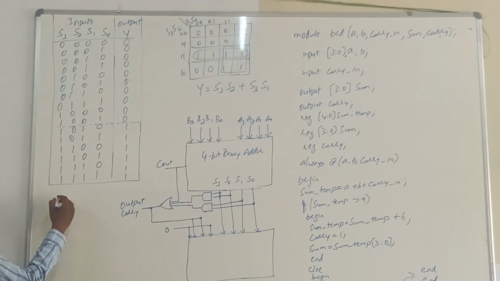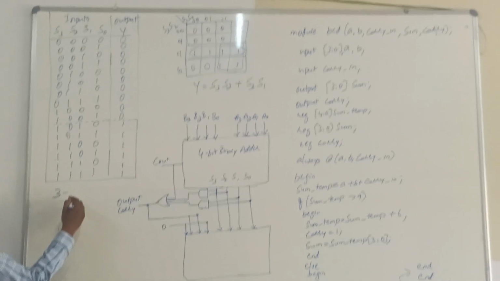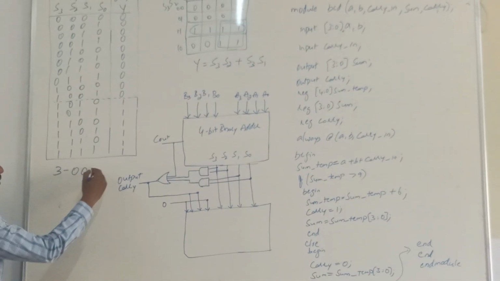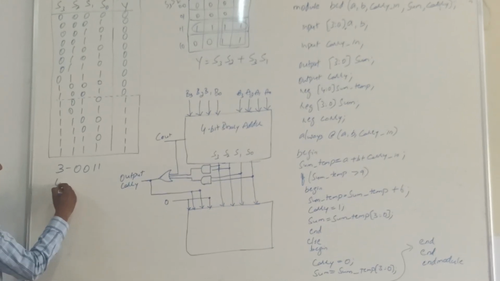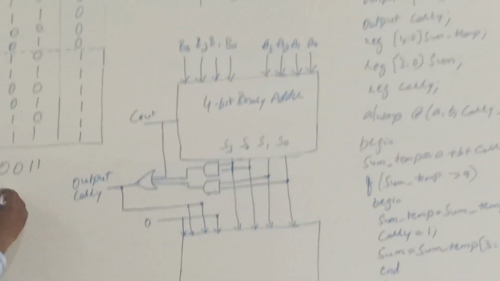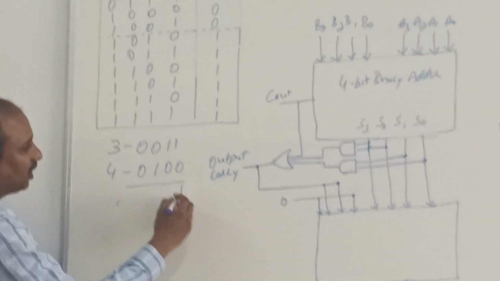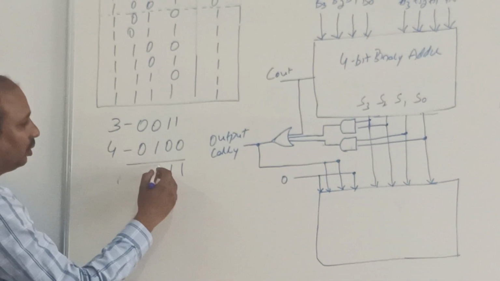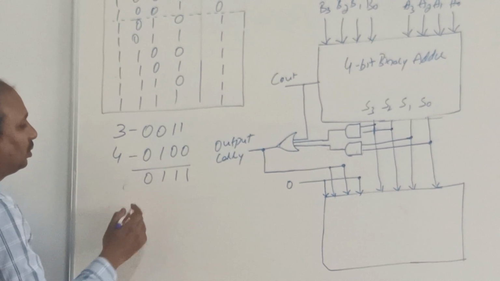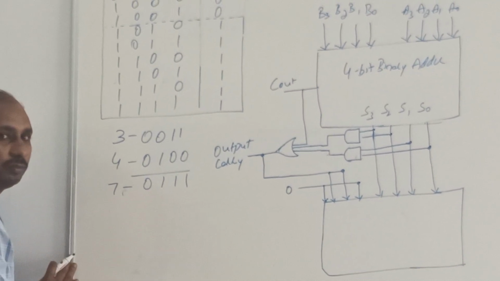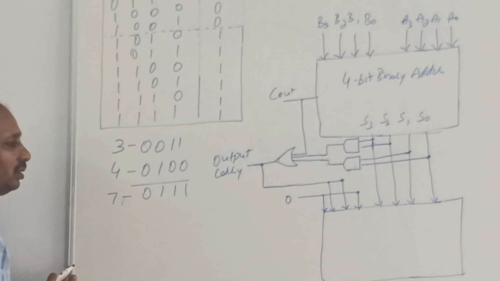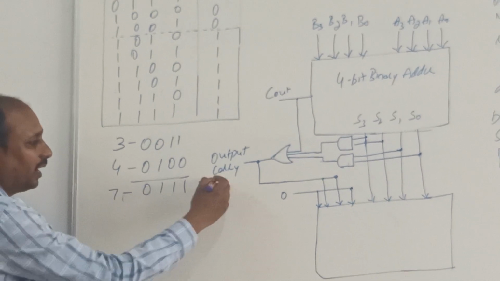So now I'll take one example: 3, which is written as 0011, and I'll take one more number, 4, which is written as 1000. So what is the sum of this? 1 plus 0 is 1, 1 plus 0 is 1, 0 plus 1 is 1, 0. So the sum is 7. If the sum is 7, then this is correct.